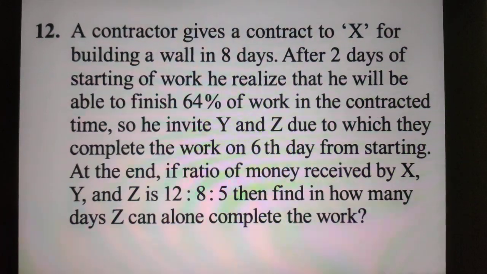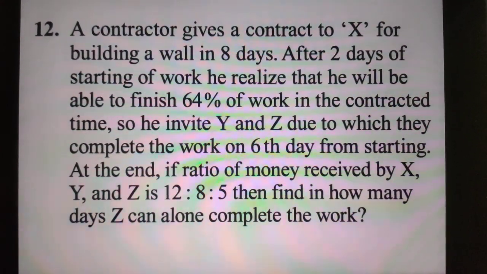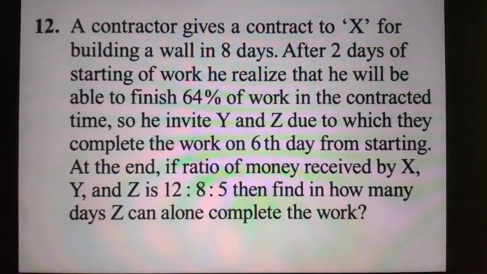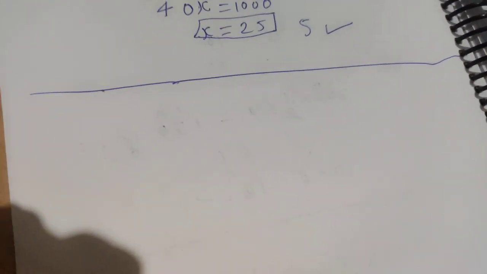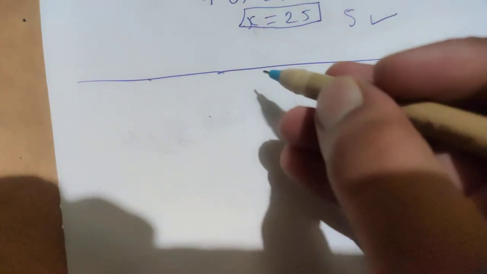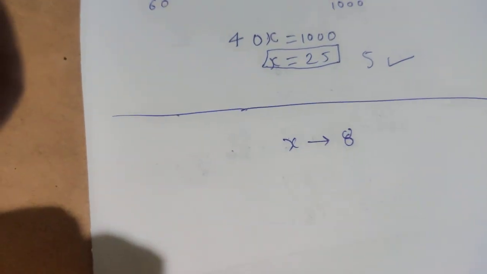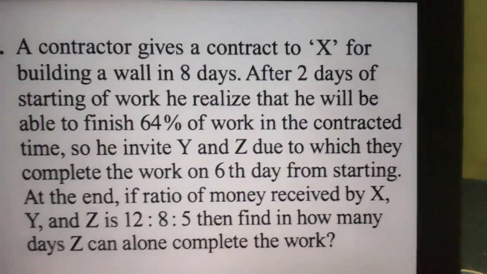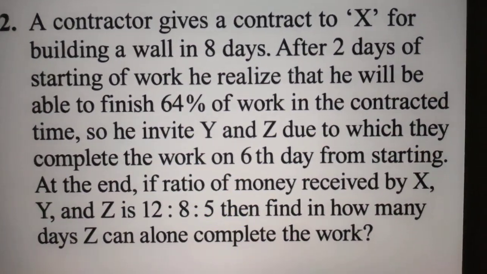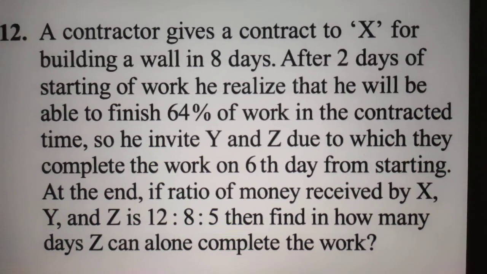It's a very good question, that's for sure. A contractor gives a contract to X for building a wall in 8 days. Fine. That is what we know as of now, right? Gives a contract to X for building a wall in 8 days.